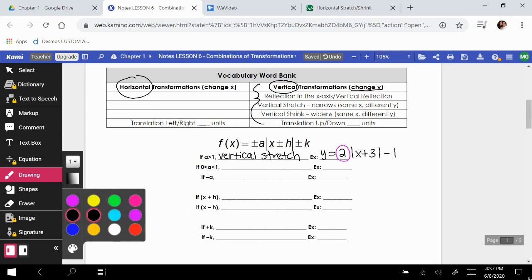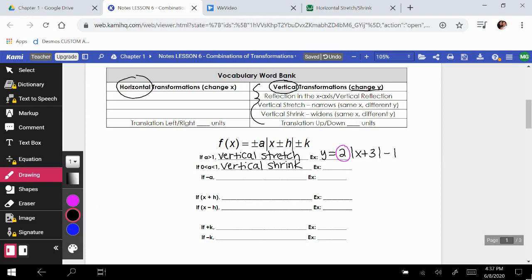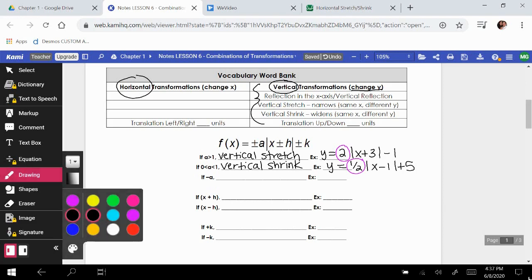If a is between 0 and 1, there's going to be a vertical shrink. So an example of that might be a function that looks like this. Notice the a value out front is 1/2, which is a number less than 1 but bigger than 0. So it would cause the graph to shrink vertically.